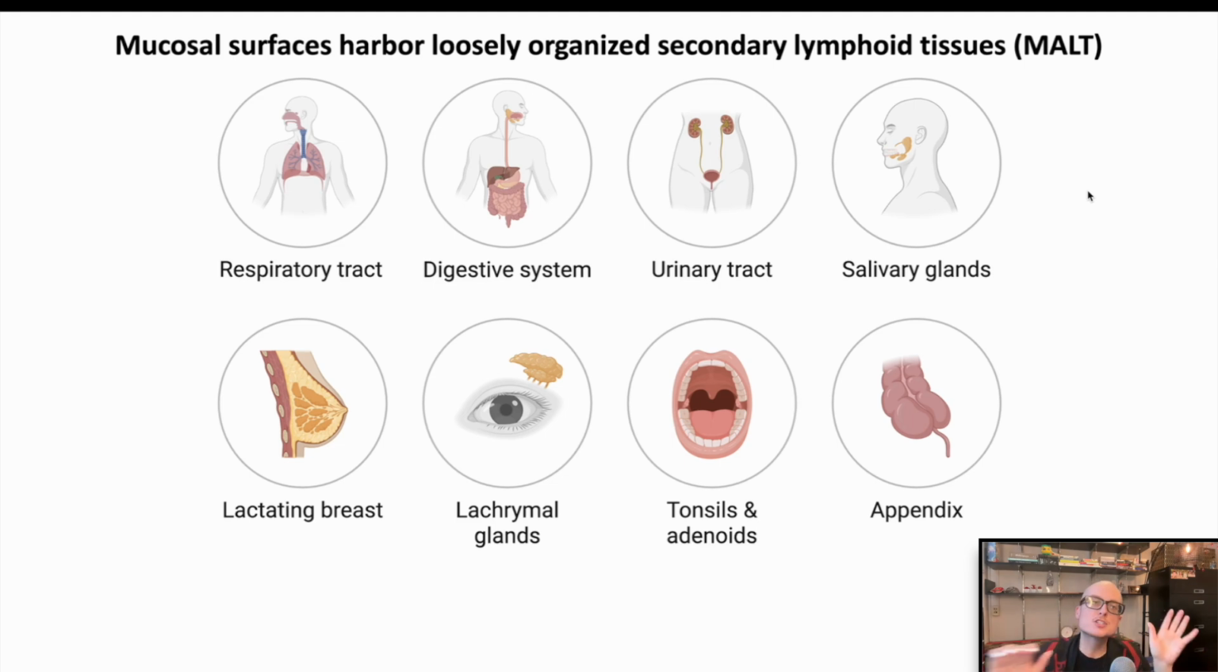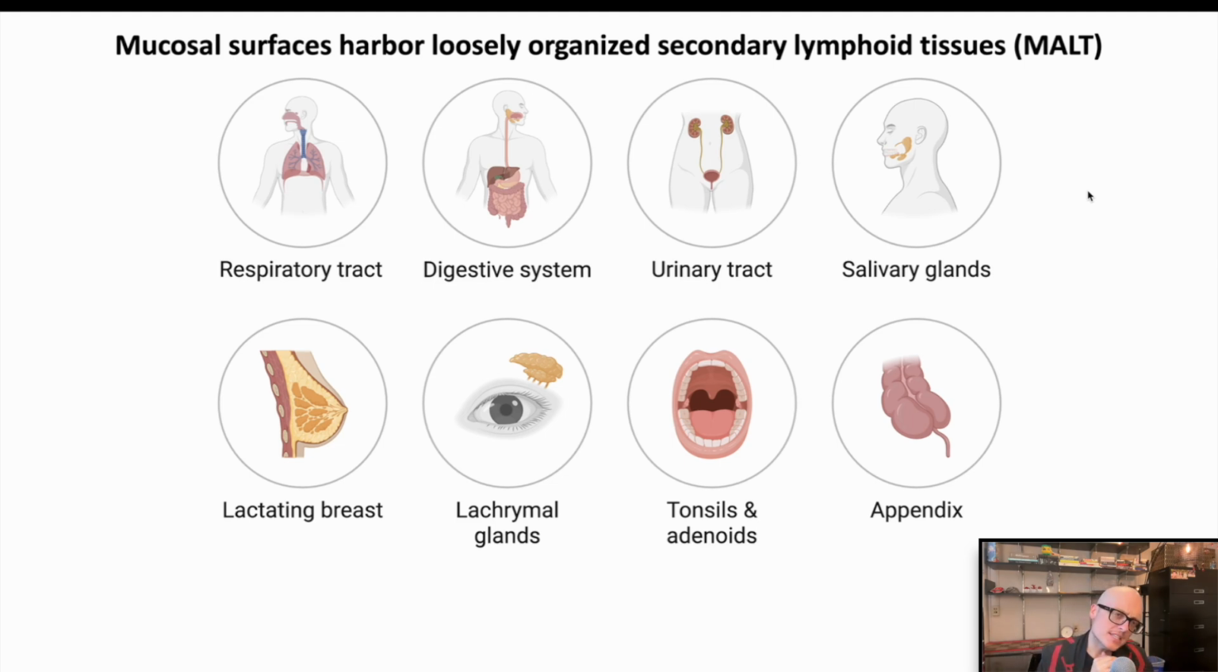There's not really a picture I can show you that has all these discrete structures. It's a bit more loosely organized, as I've said a couple of times, meaning that these are places that have naive lymphocytes and APCs, but they're not necessarily so segregated and specifically located in little compartments. They're associated with a variety of tissues in the body that secrete mucus, or mucosal surfaces.